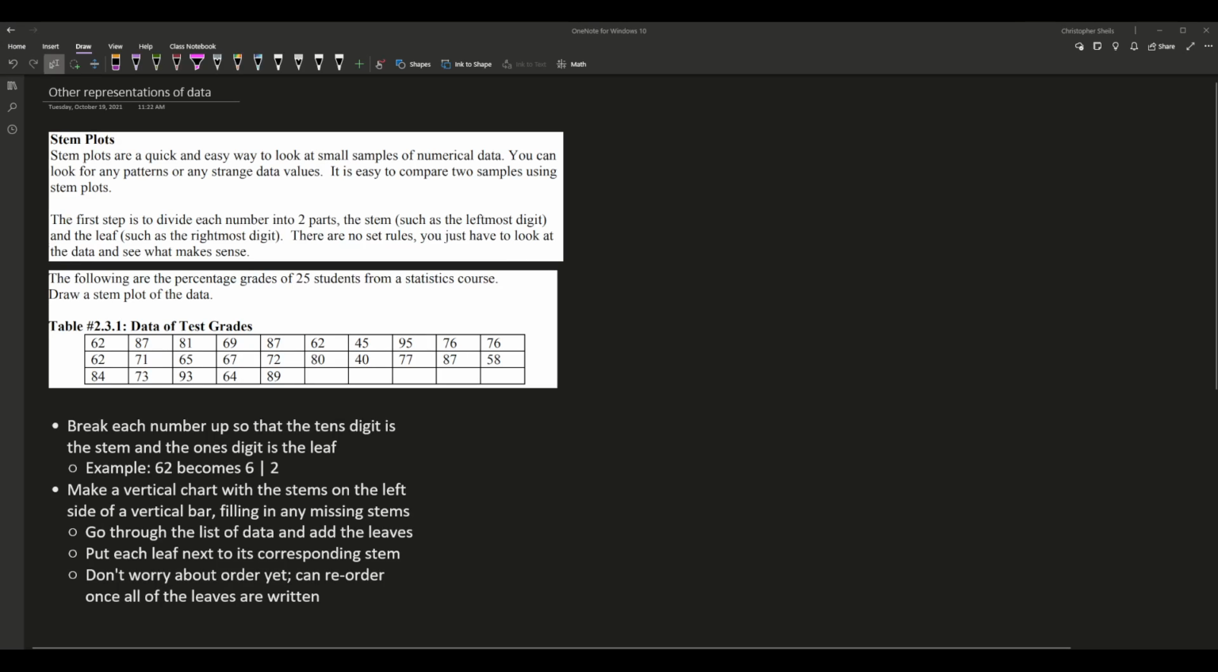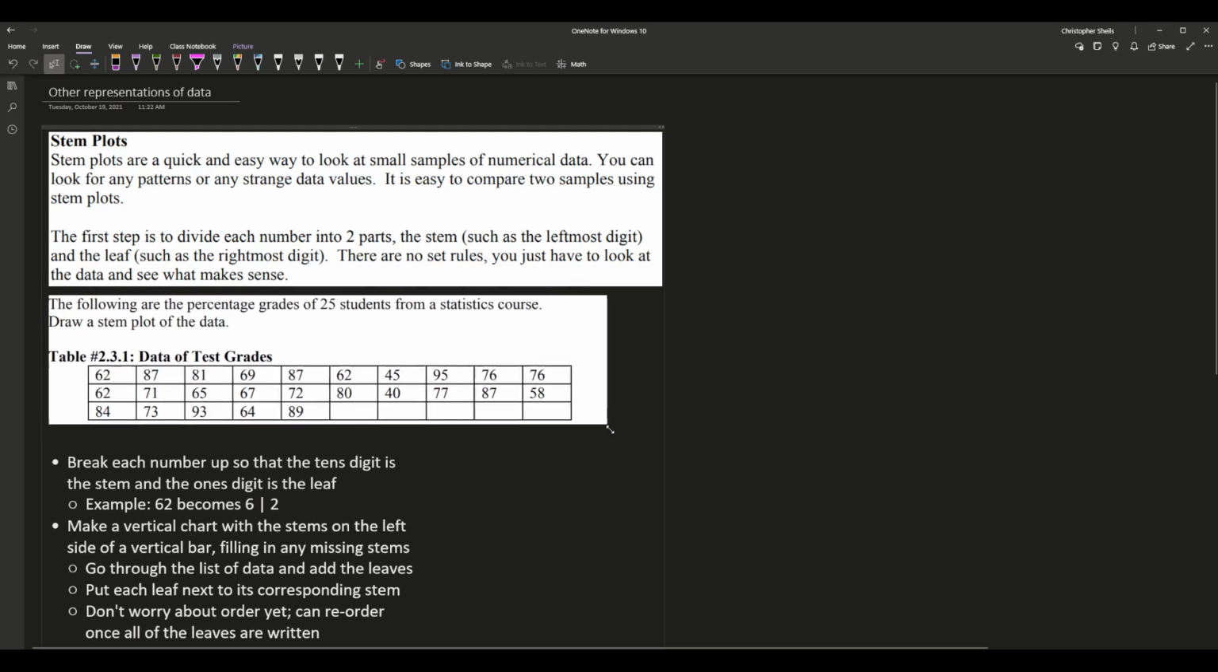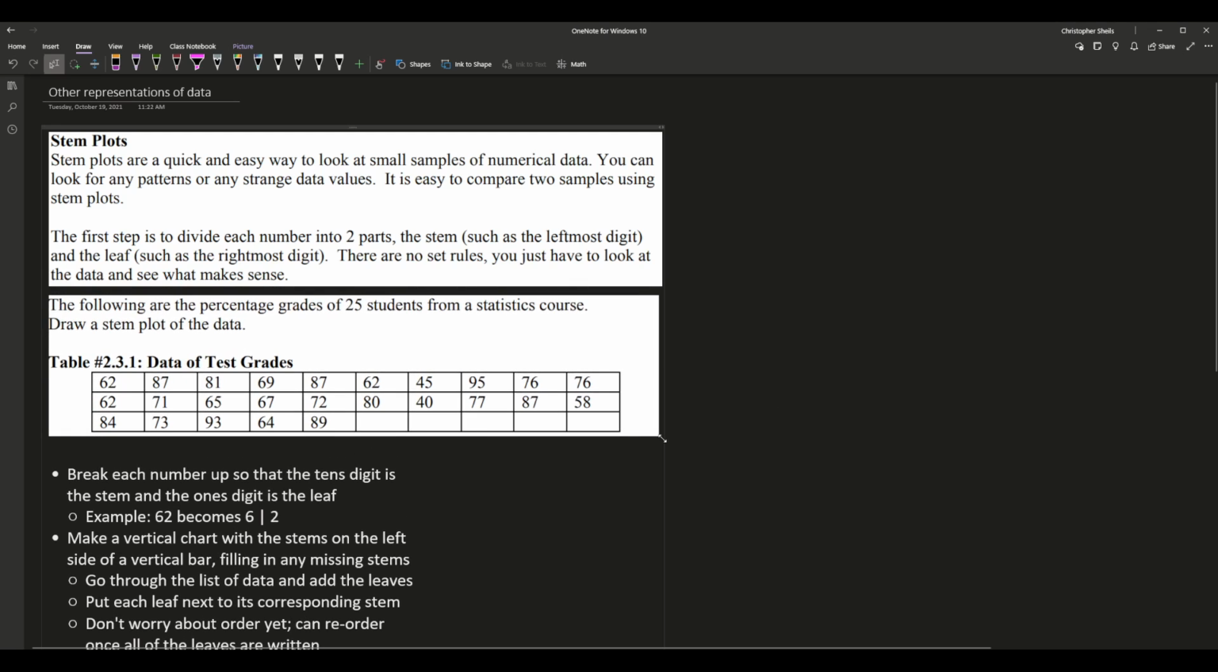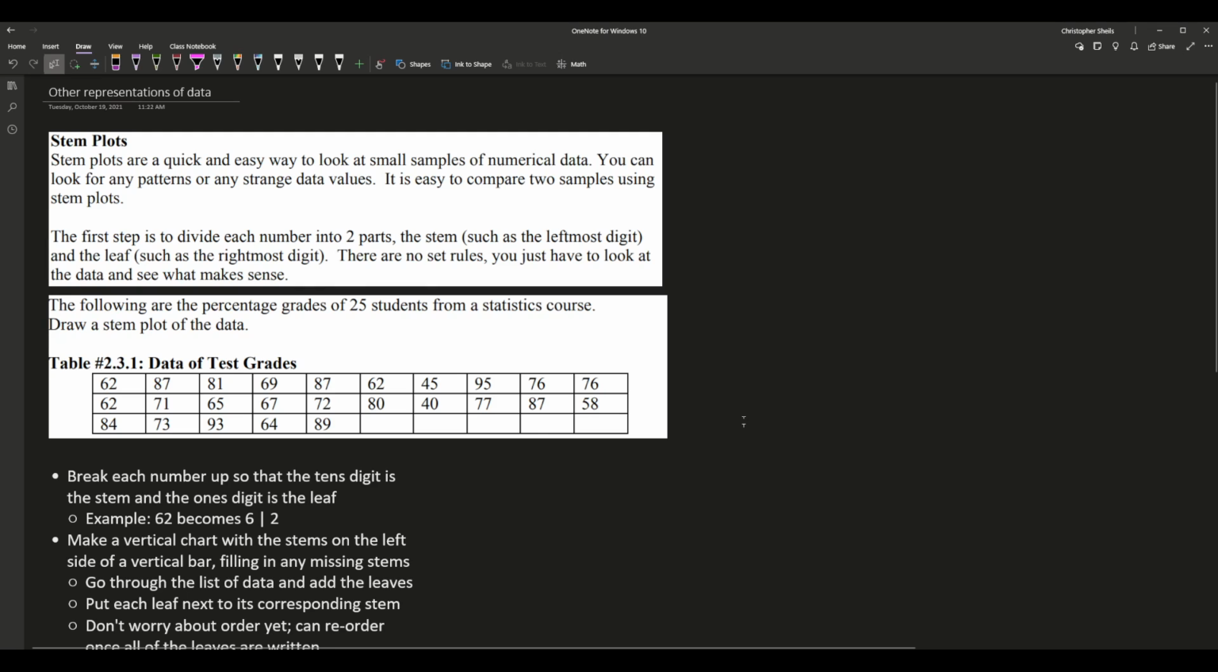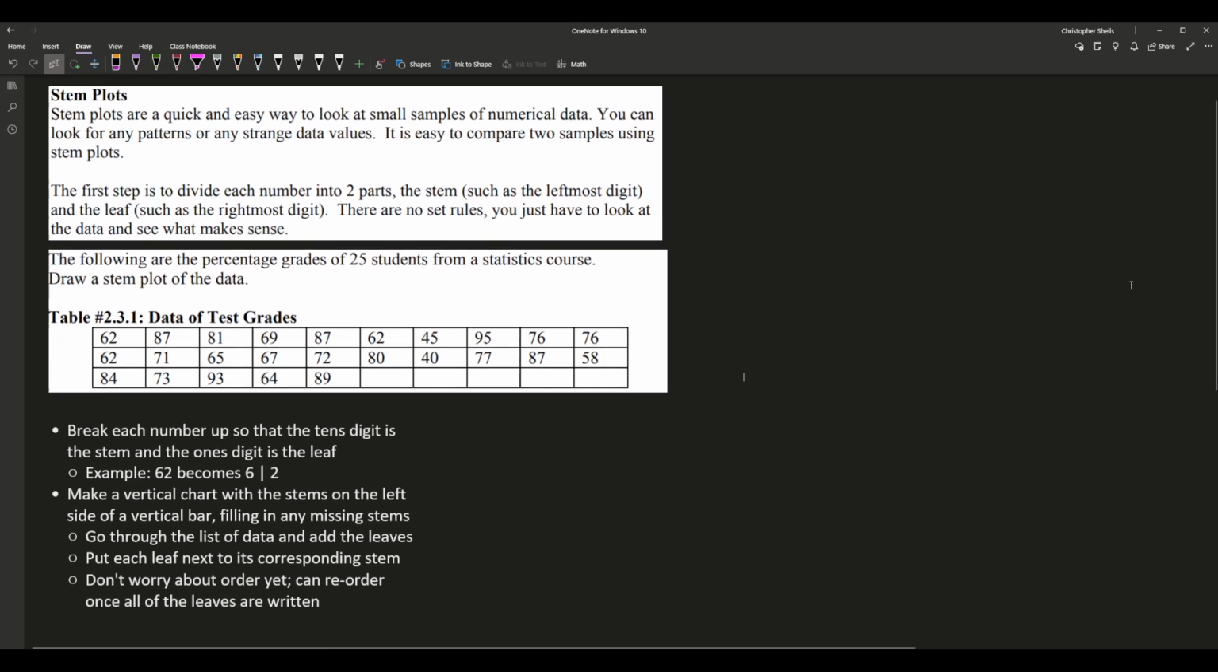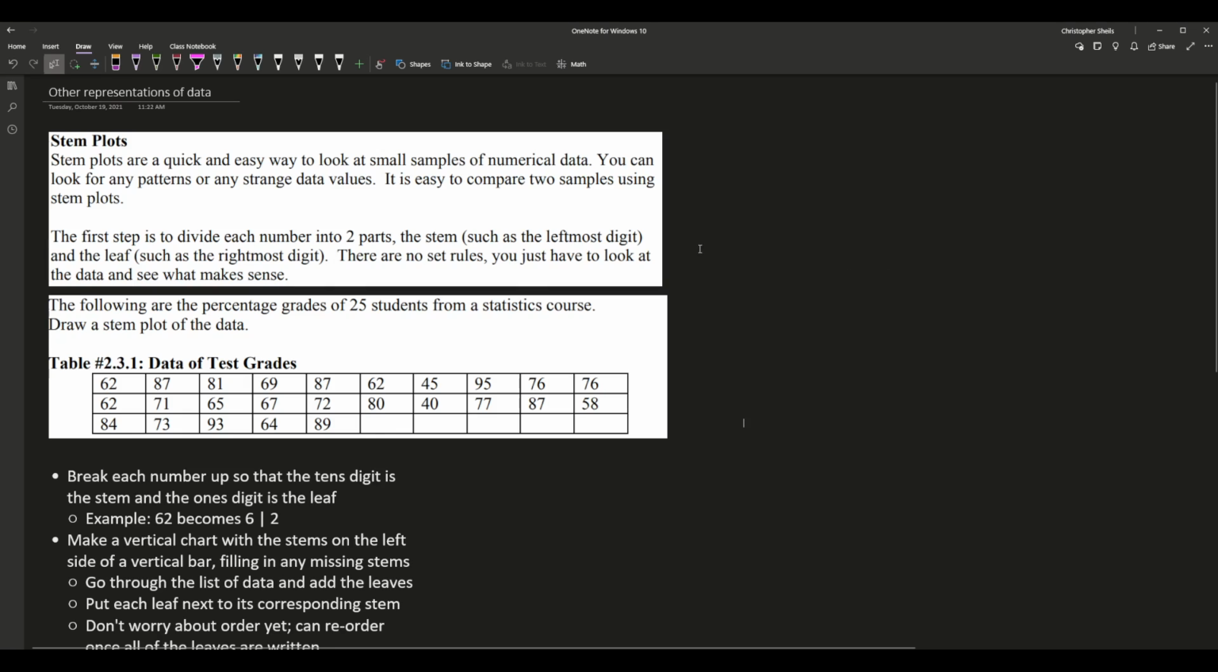So here we'll talk about section 2.3. We're going to start off by discussing stem and leaf plots. This section is just on other graphical representations of data. Again, even with all the stuff that we're covering in this section, there's obviously going to be more ways to represent data graphically than the ones that we talk about here. So this is not exhaustive.